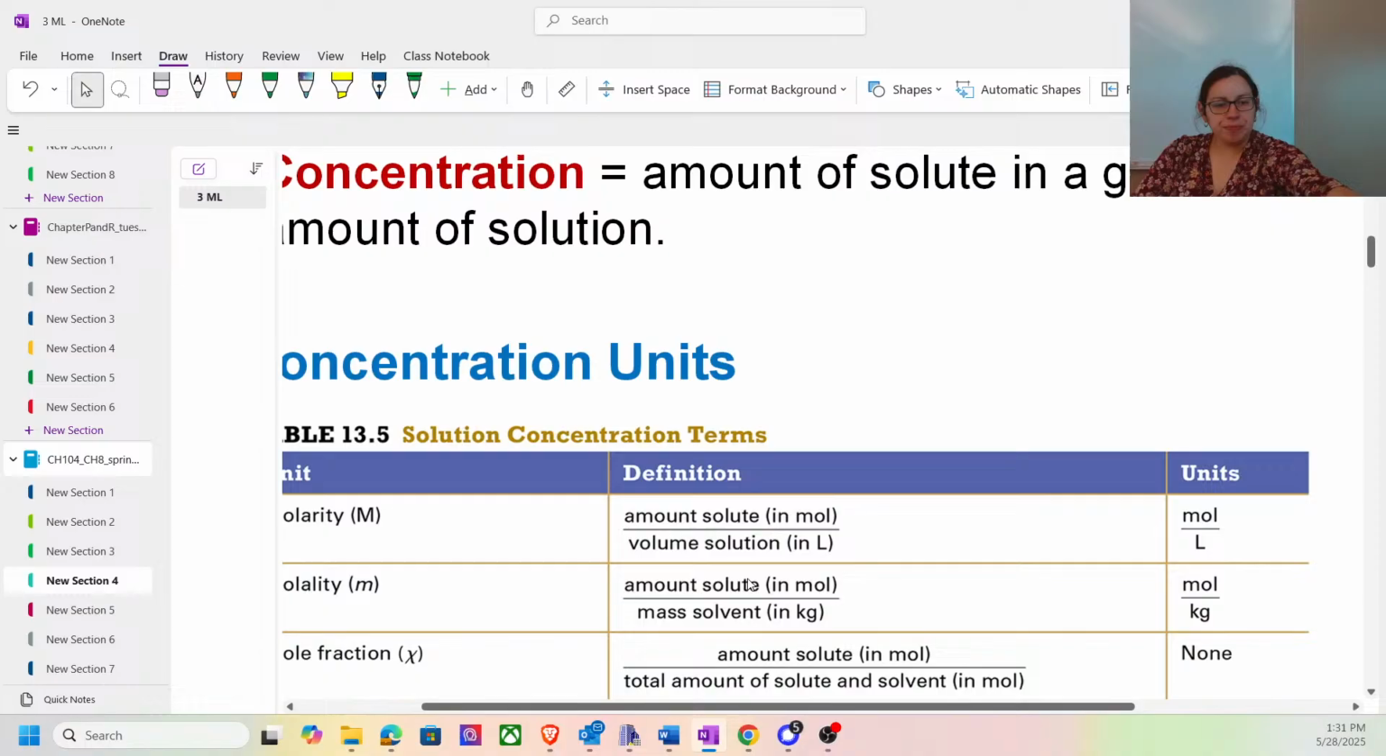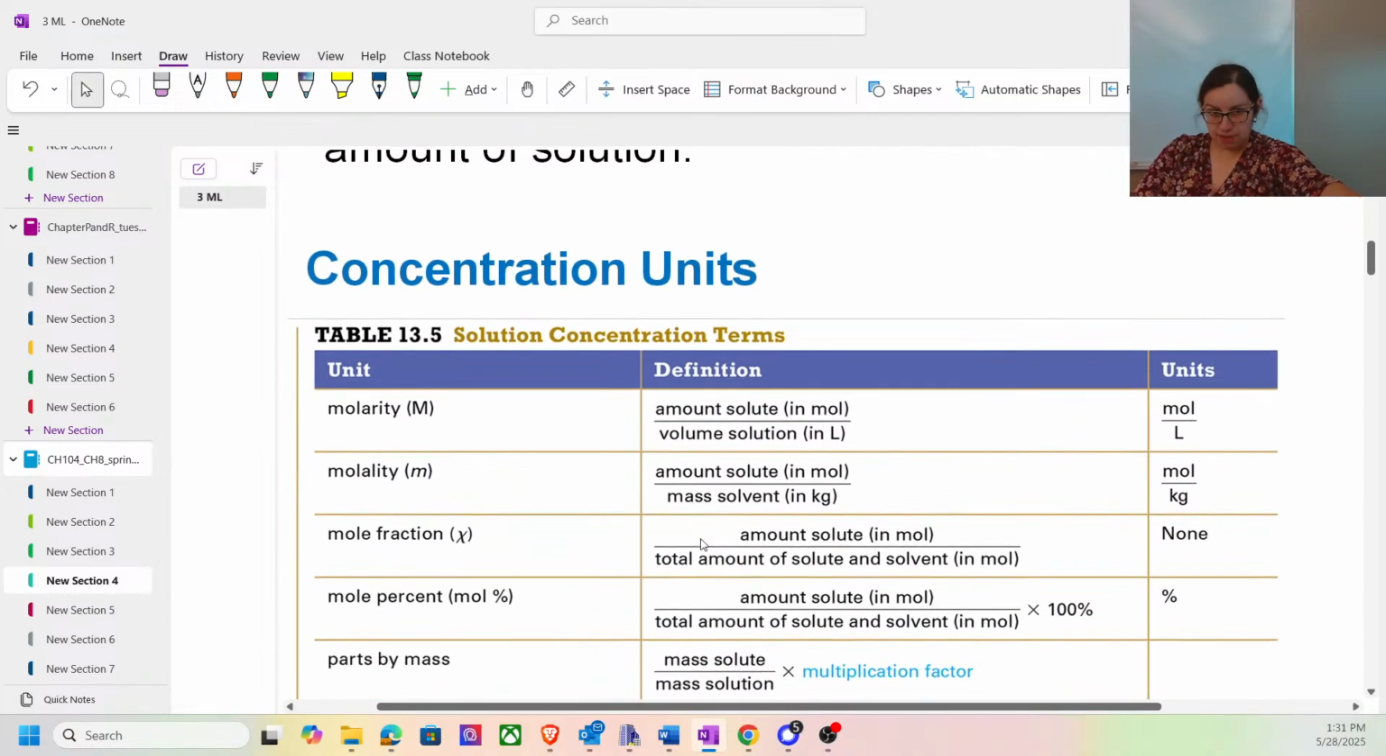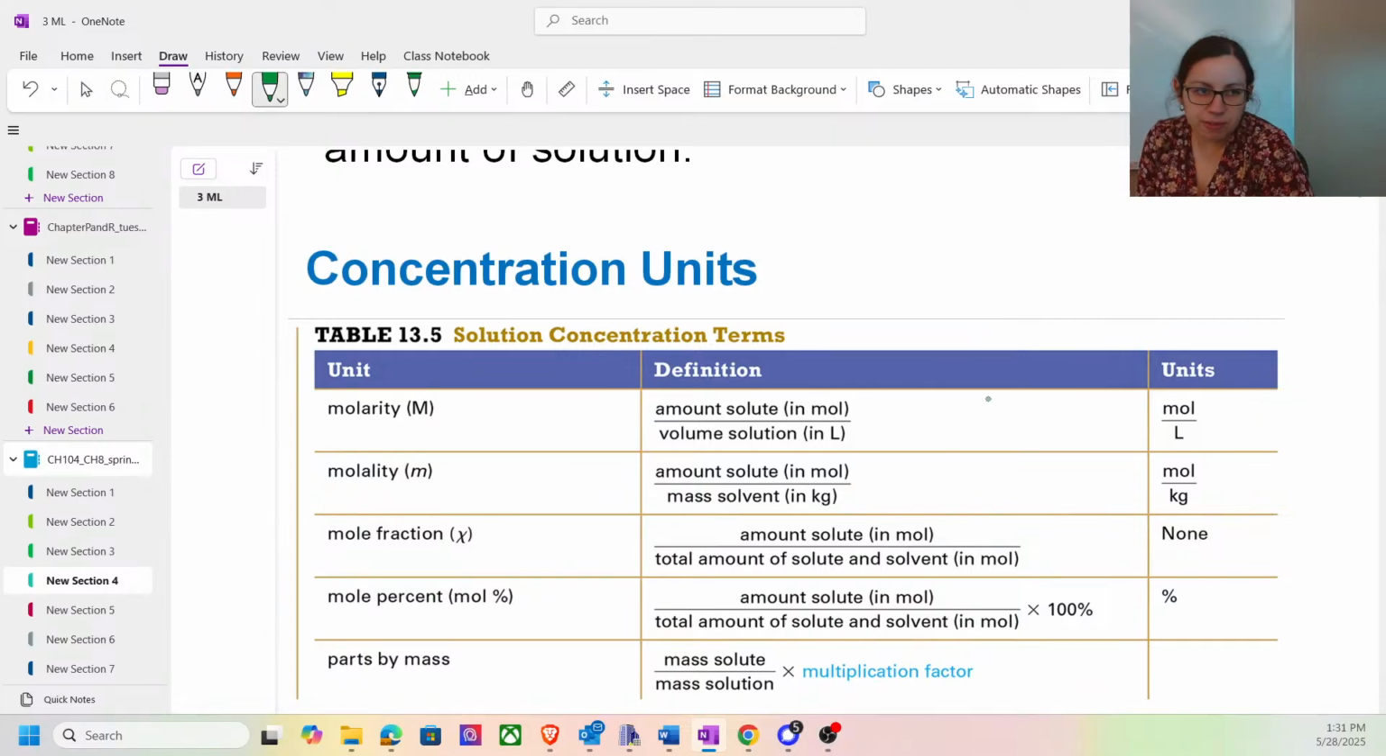And so again, this is something that the stockroom has to do all day, every day: figure out what solutions they need to make, and how much, depending on what's going on. And so the first one we see here is molarity. This is the most common unit used in chemistry. Again, we see it all the time when we walk into lab with the big M. That's what we're talking about.